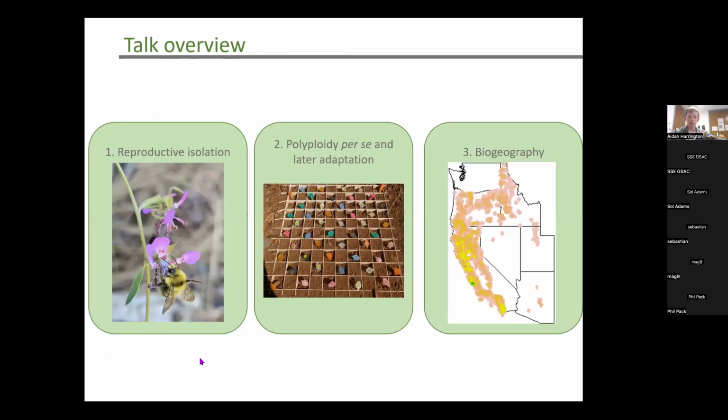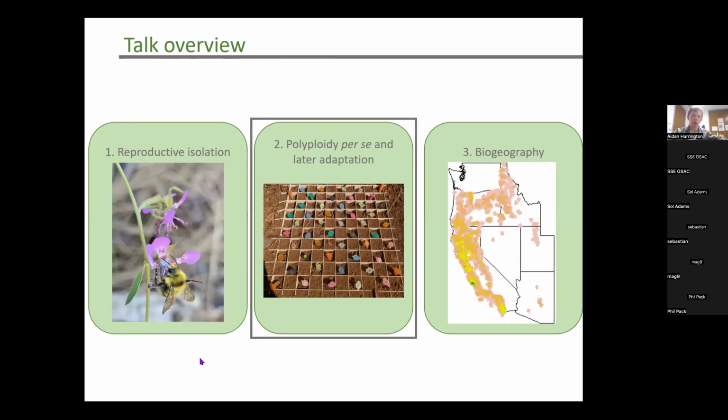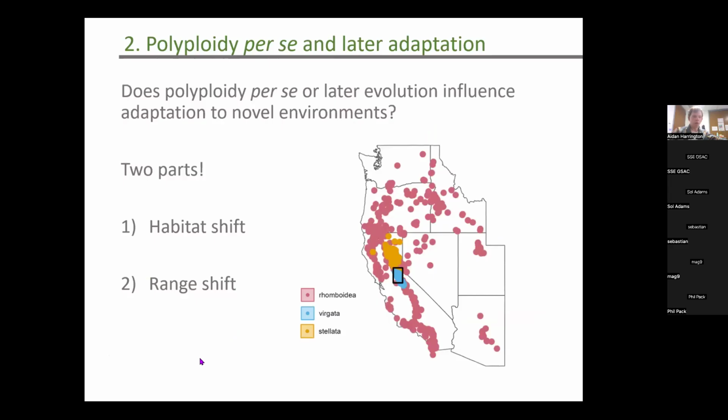Okay, so moving on from reproductive isolation, let's talk about polyploidy per se and later adaptation. Does polyploidy per se or later adaptation influence adaptation to novel environments? So there's two parts to this. One is a habitat shift and two is a range shift. And I'll talk about both in part.